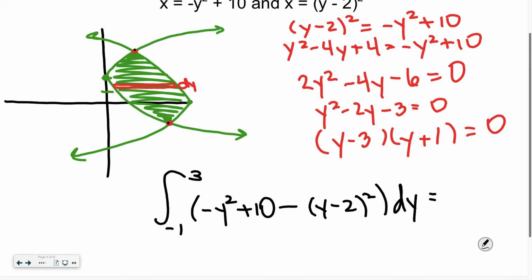Anyone get an answer? Lily? 64 thirds? Can anyone confirm or deny? That's what I got. I also got 64 thirds. Okay. This is one that I probably would not make you integrate by hand, but your calculator isn't going to be a whole lot of help for the graph because you can't really type those equations into your y equals. So you'll just have to be careful.